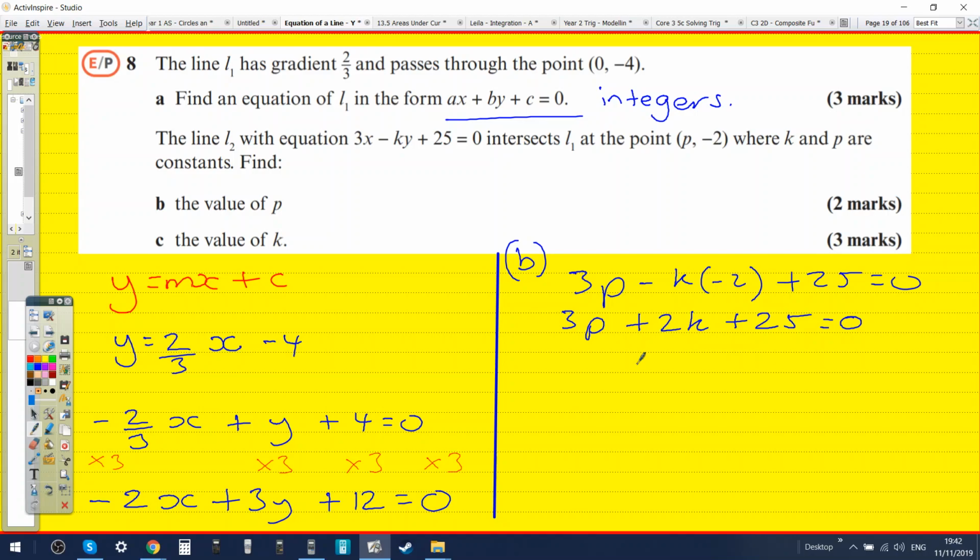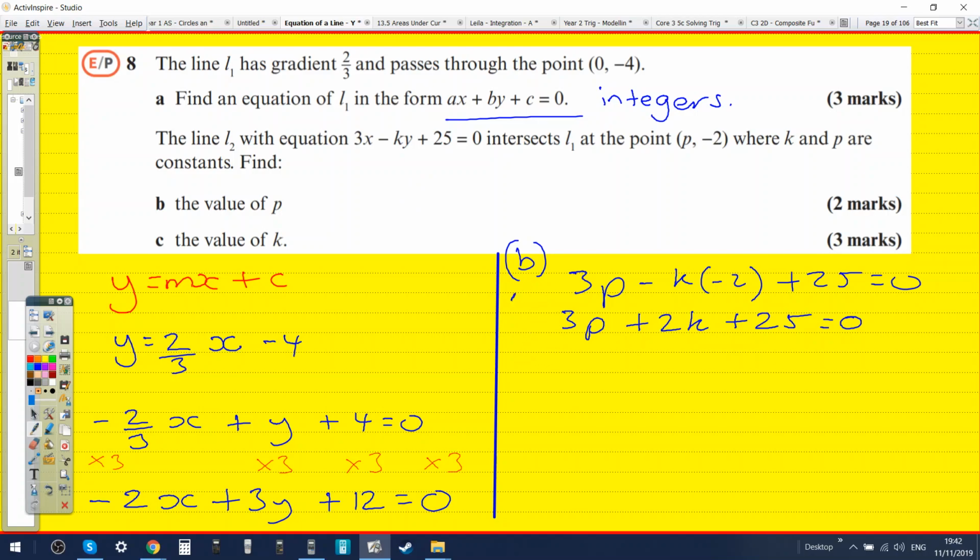Both lines intersect at that point, so does that mean I need to make those equal to each other? You could, or you could do what you just did to L2 to L1. So sub in those coordinates into L1. Yeah.